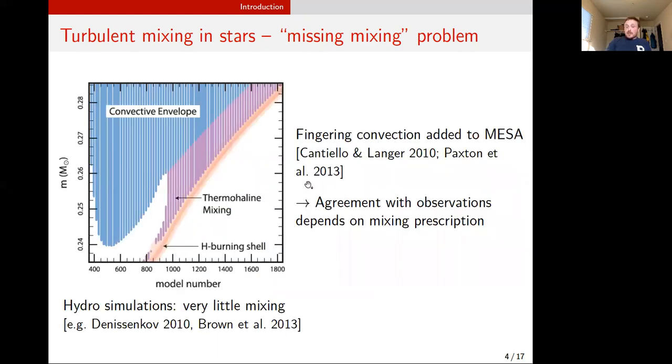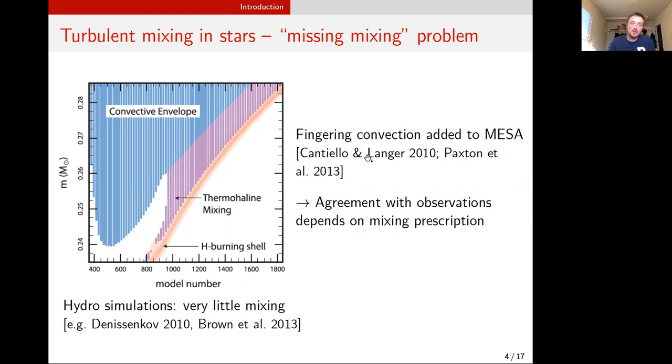Maybe it's thermohaline mixing that's responsible. That's what authors have looked at and found pretty convincing evidence that, depending on your prescription for thermohaline mixing, also known as fingering convection, it's the same thing, depending on your assumptions of how efficient thermohaline mixing is for a given system set of parameters, you are able to get MESA models to agree with observations.